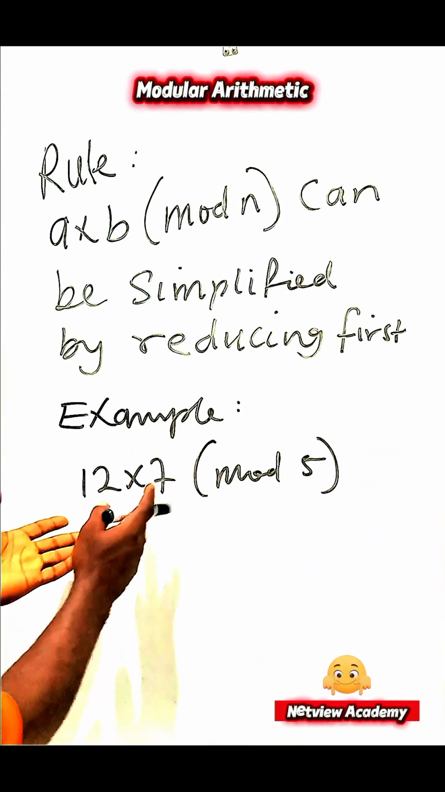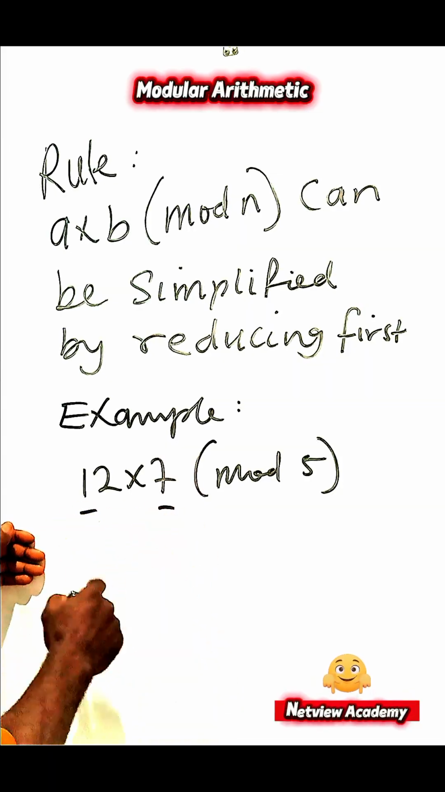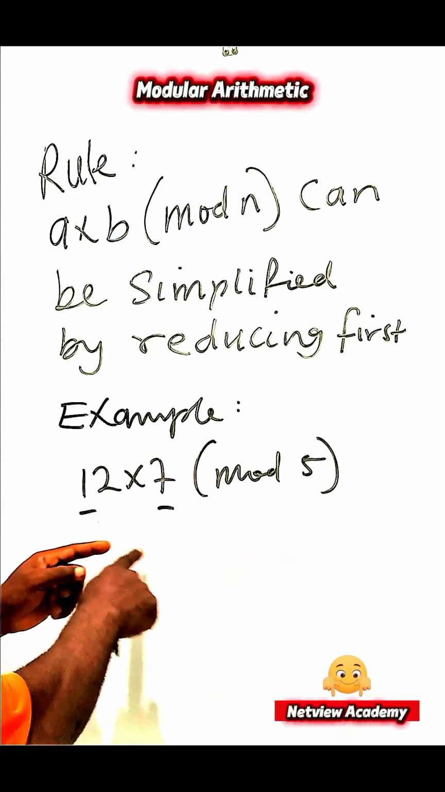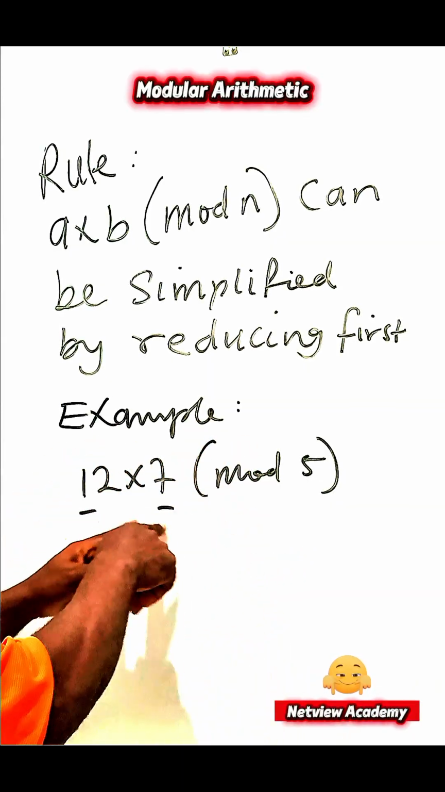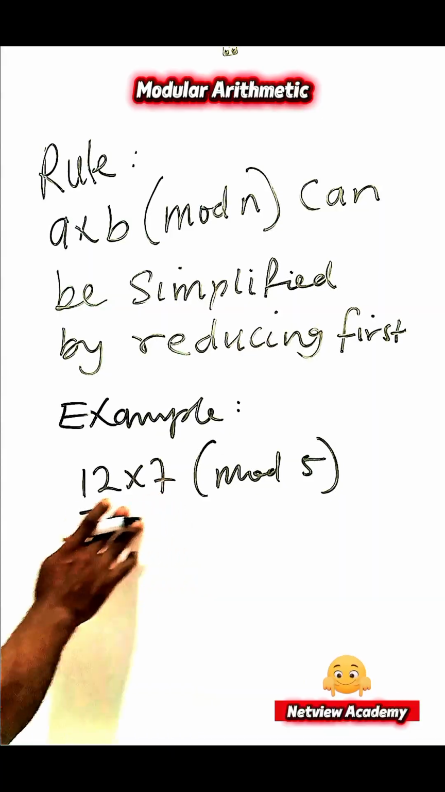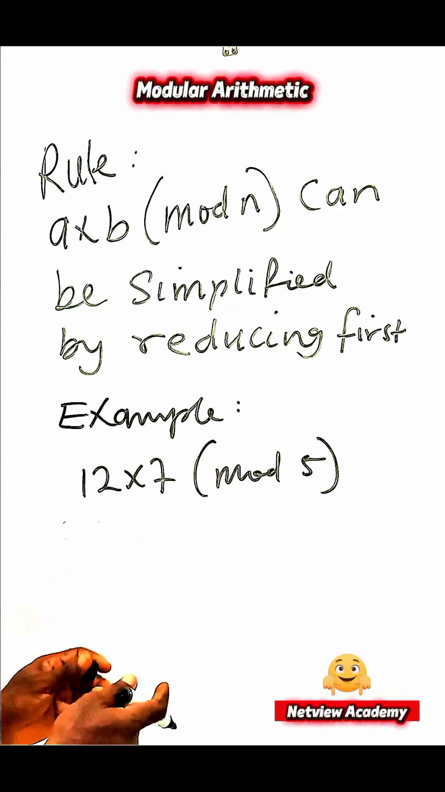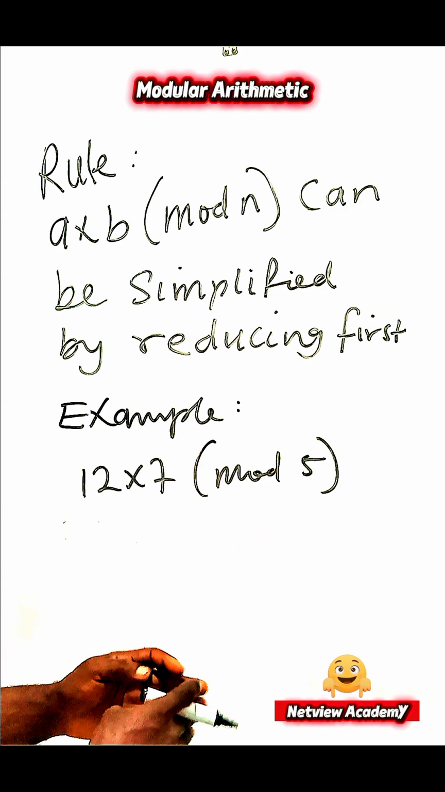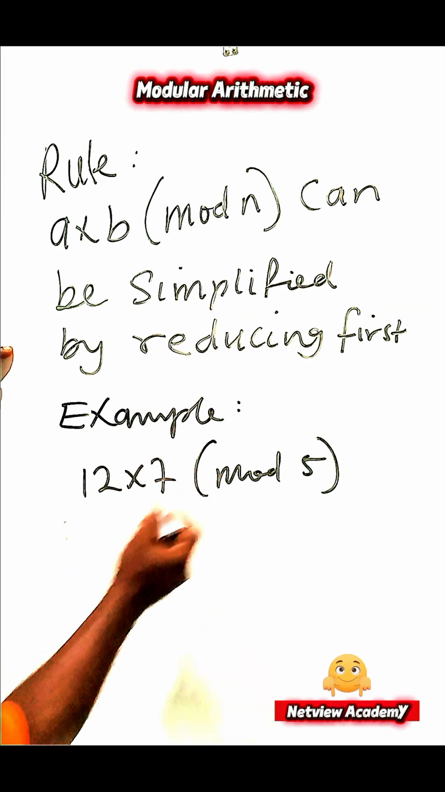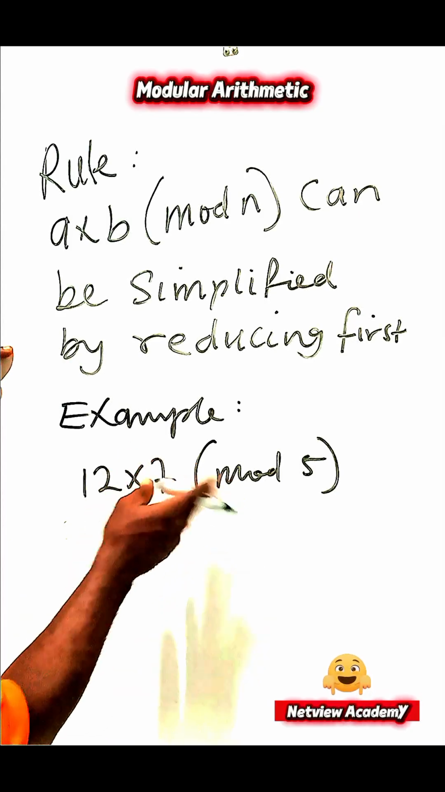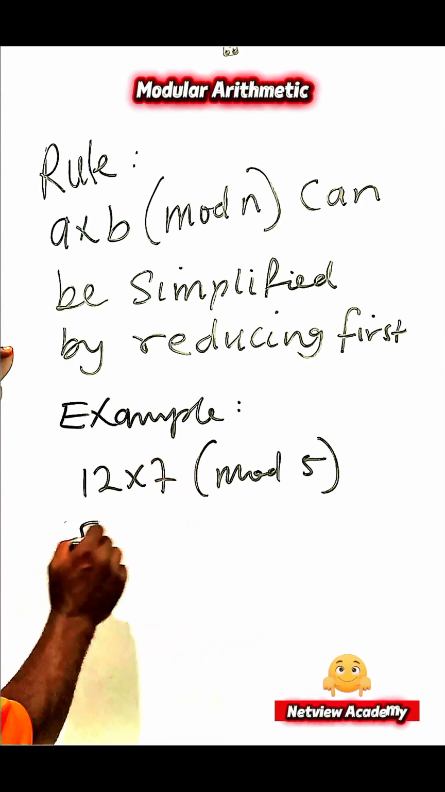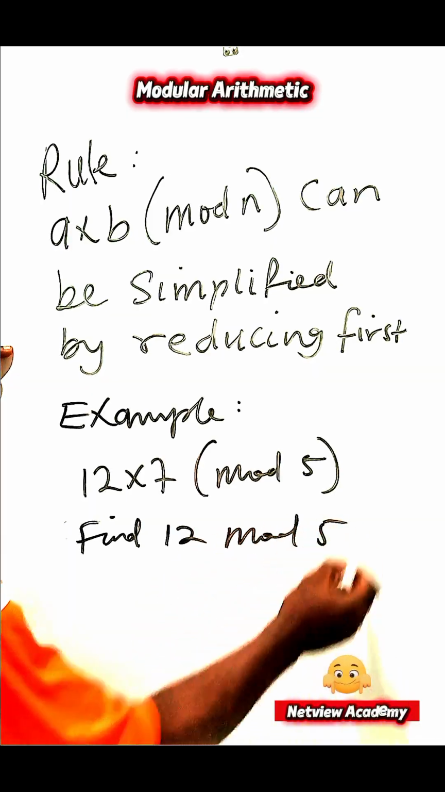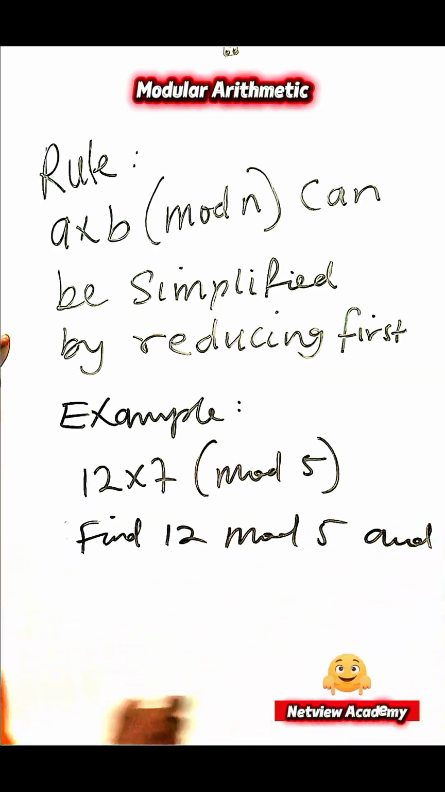We are given two values here, 12 and 7. 12 multiplied by 7, modulus 5. We are asked to simplify this expression, 12 multiplied by 7, modulus 5. So how do we go about this? The first thing we are going to do is to reduce this expression, then we will multiply the results. So if I'm reducing this expression, I'm going to find 12 modulus 5 and 7 modulus 5.